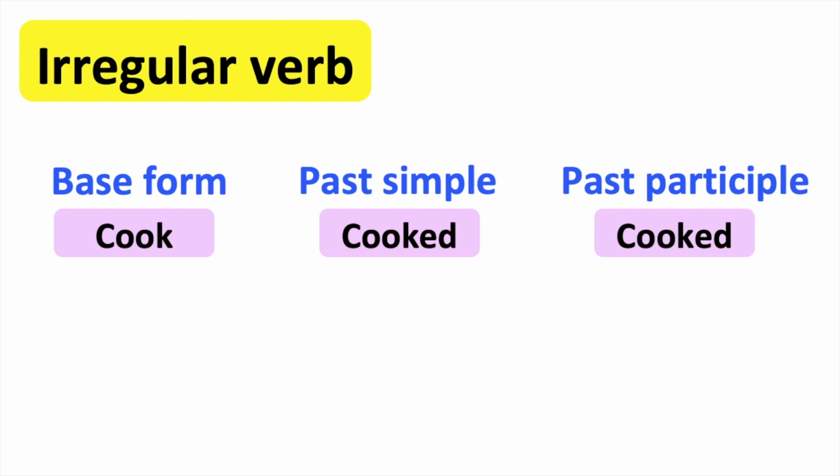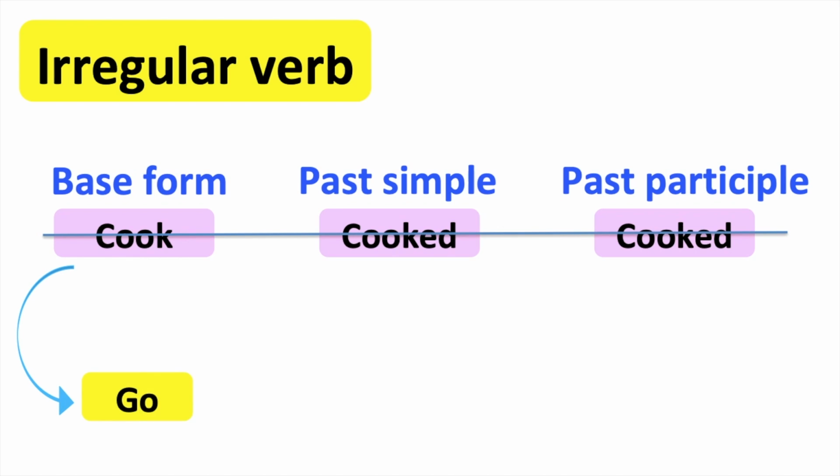This rule doesn't apply to the verb go. Instead, the base form is go. The past simple form is went, not goed. And the past participle is gone. Go. Go is the base form of the verb, and it means to go from one place to another.